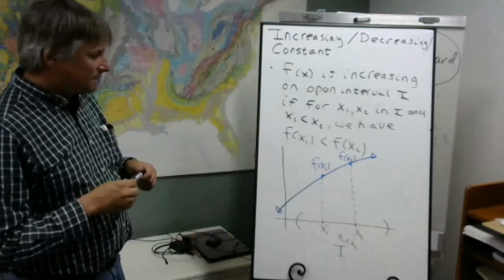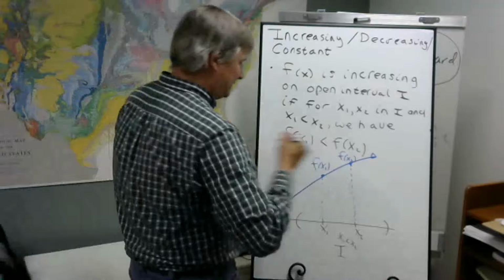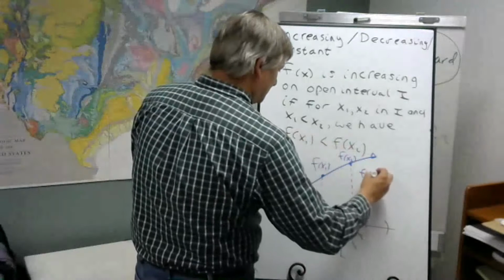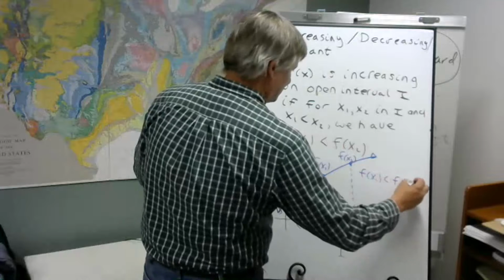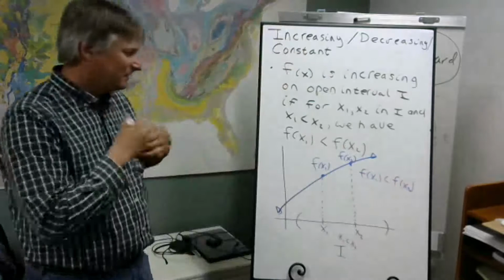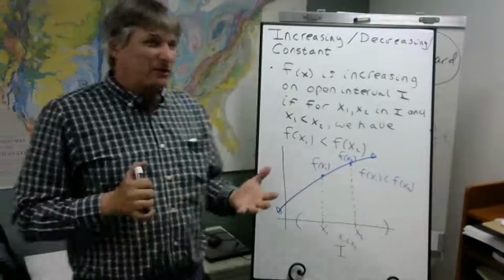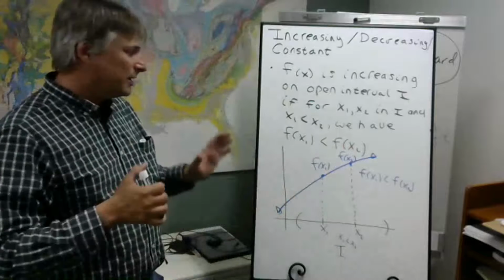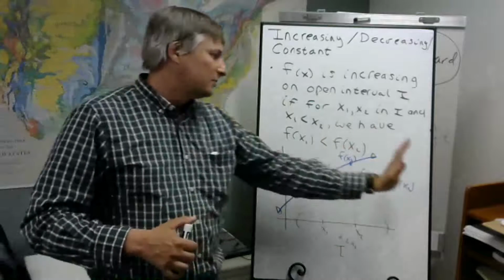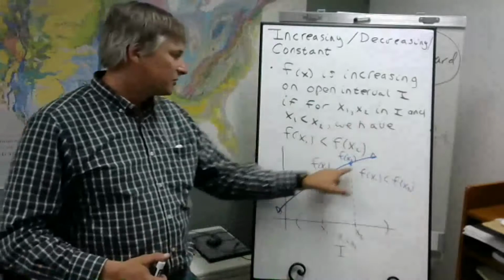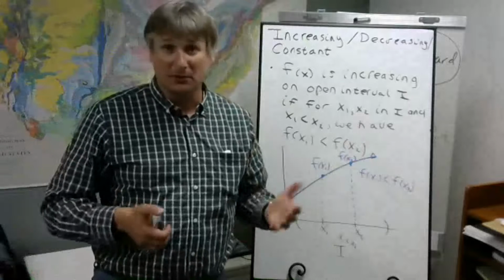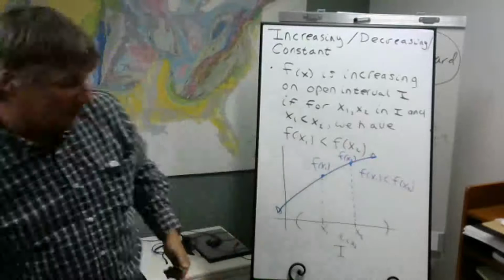So that gives us this. So when we talk about increasing and decreasing, we're looking at the function from left to right. So as we move left to right, is this function rising? If it is, that means it's increasing. What about decreasing?